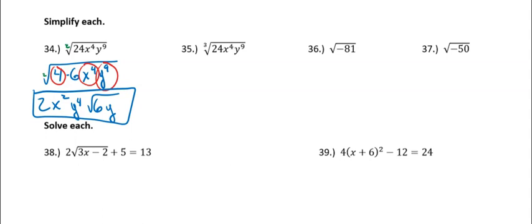Okay. The next one, same kind of thing, except this time it's a cube root. So I'm looking for perfect cubes that divide evenly into 24. And so perfect cubes, that would be an 8. So that's 8 times 3.